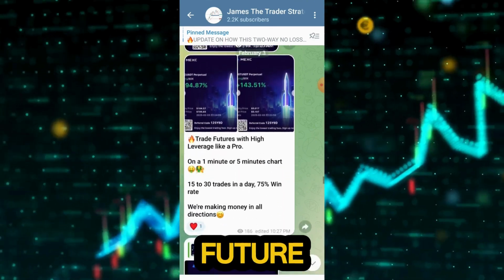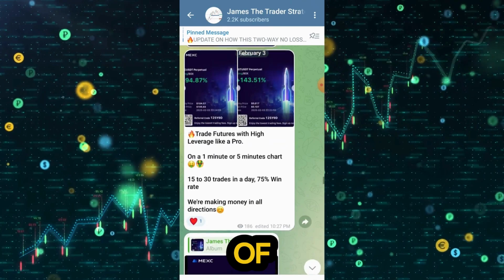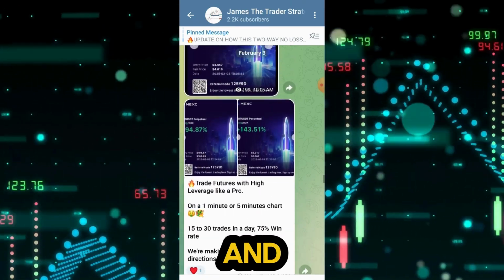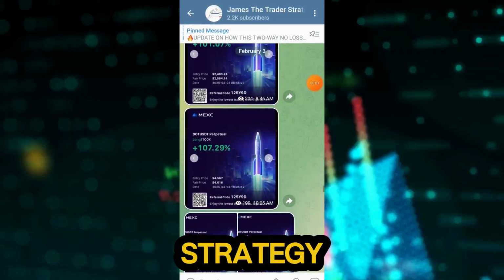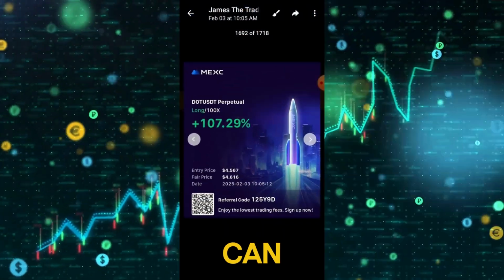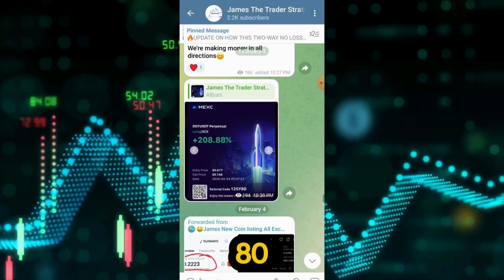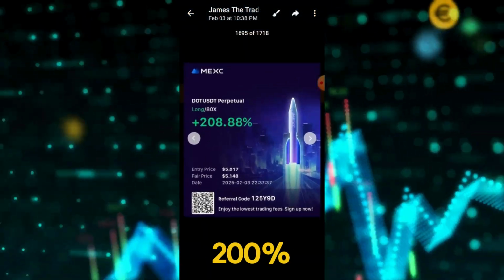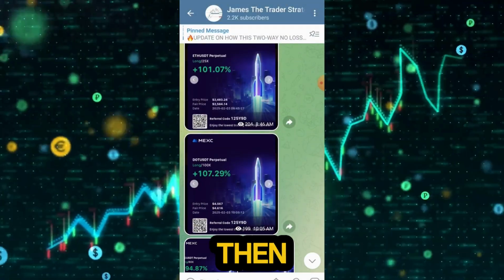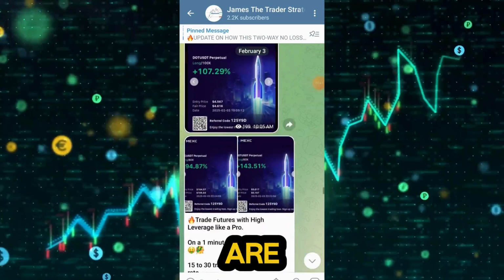Now here is the futures trading strategy I talked about earlier, where you can trade with high leverage of up to 120x with a unique trading strategy and not blow your account, guys. With this strategy, you can trade using 1 minute or 5 minute charts. You can expect between 15 to 30 trades in a day. For example, we took this trade with an 80x leverage and made 200% profit. This other one was with a 100x leverage, and you can imagine the profit we made, and so on and so forth. The results are unlimited.